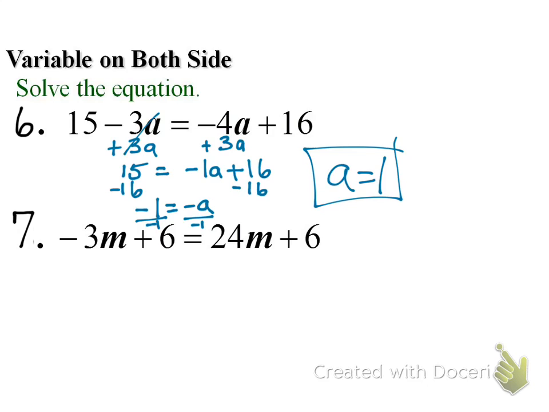Now, as they get a little more difficult, you might want to check your work. How could I check my work here? Plug it back in. Plug 1 in everywhere you see an a. If you get something that's true, you did it right. If you get something that's not true, you need to try again.